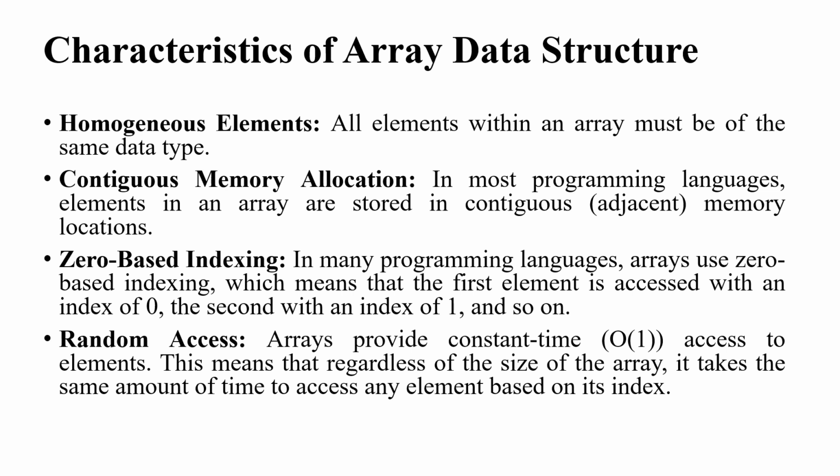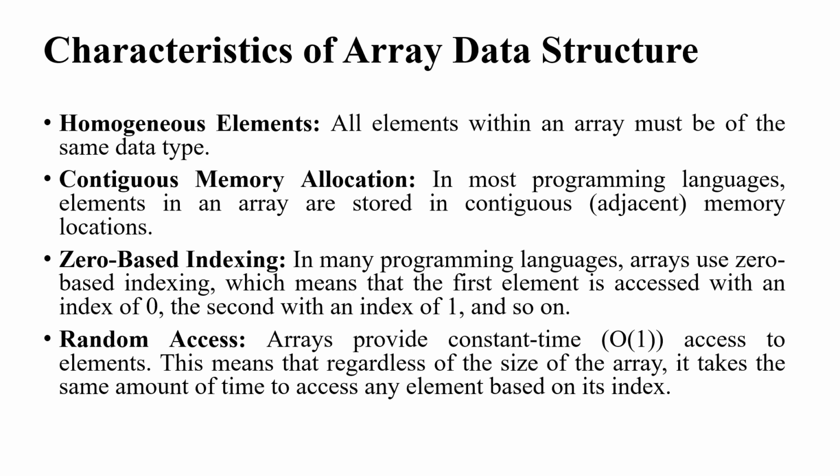The next one is characteristics of array data structure. Here we're going to see about homogeneous elements, continuous memory allocation, zero-based indexing, and random access. So what are homogeneous elements? All items in an array must be of the same type, like a list of only numbers or only names. You cannot mix them. The next one, continuous memory allocation. Arrays store their items side by side in memory, like books arranged on one shelf after another.